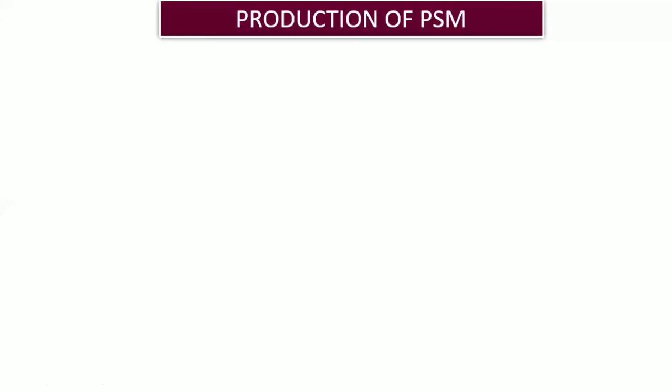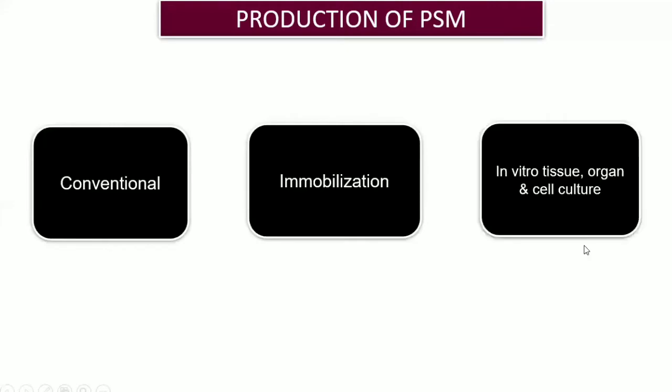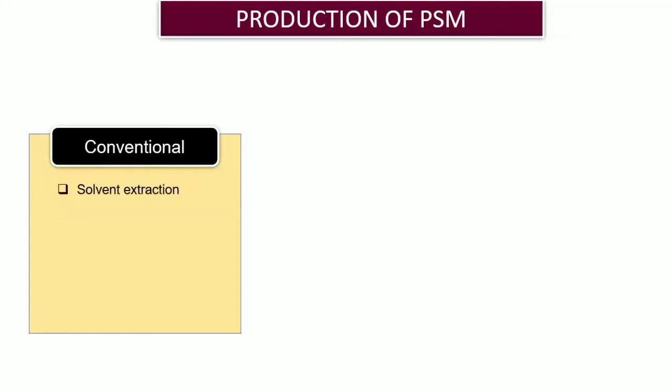I will start with plant secondary metabolite. It can be produced in three ways, which are conventional, immobilization, and in vitro tissue, organ, and cell culture. For conventional, two methods can be performed, which are solvent extraction and supercritical fluid extraction, SFE.